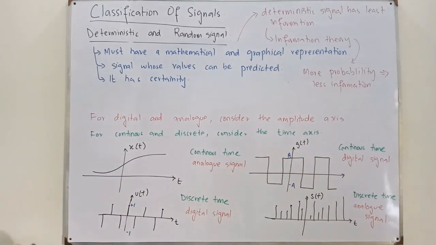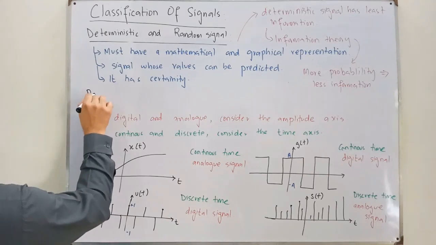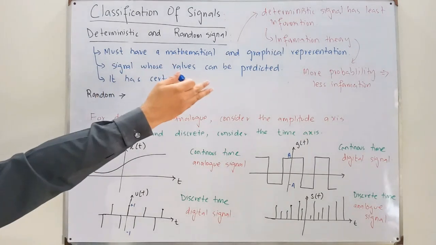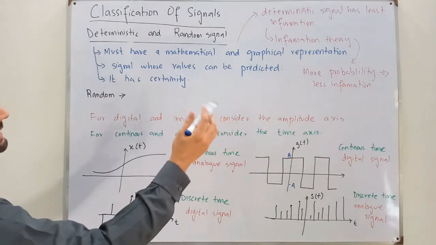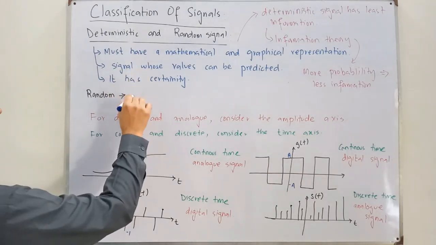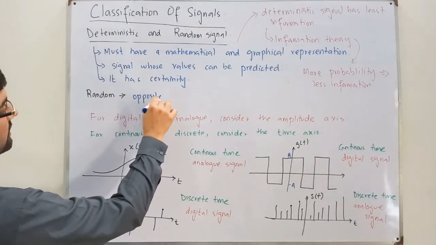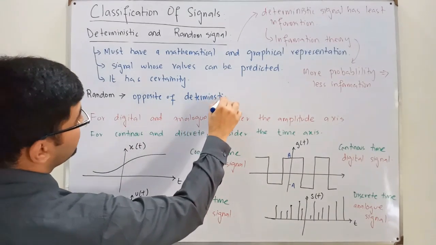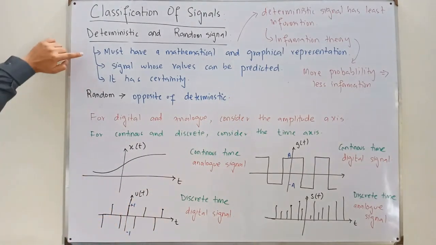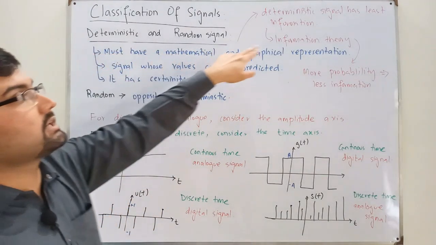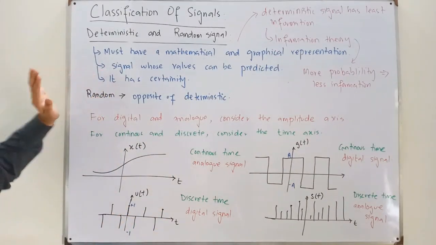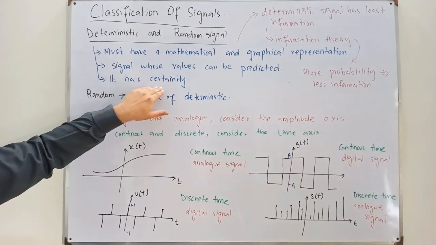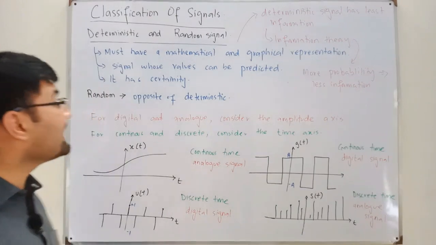Now the next is the random signal. For a random signal, you have no graphical or mathematical representation. The values cannot be predicted. It has uncertainty. So I would say that you write it for yourself, the opposite of deterministic. You write that it does not have any mathematical or graphical representation. You write that it is a signal whose values cannot be predicted and it has a very great uncertainty. So that would be a random signal.